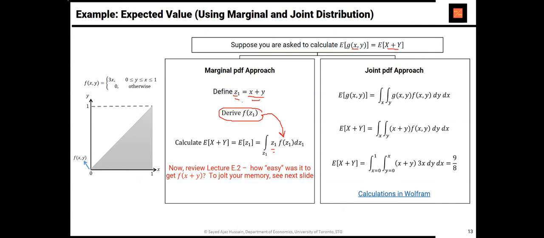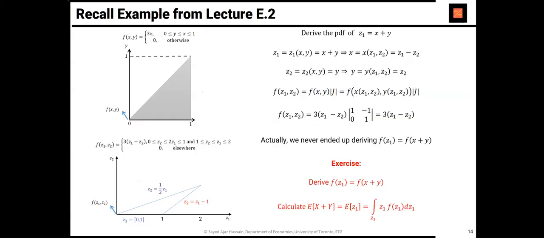But this is the exact same problem I gave you in the last lecture. And let me jolt your memory as to how, quote unquote, hard it was to get the density of x plus y. Let me jump to the next slide. Do you remember how we started at the end of last lecture? We had this picture, and we were asked to find the density of x plus y, right? So we used the Jacobian method.